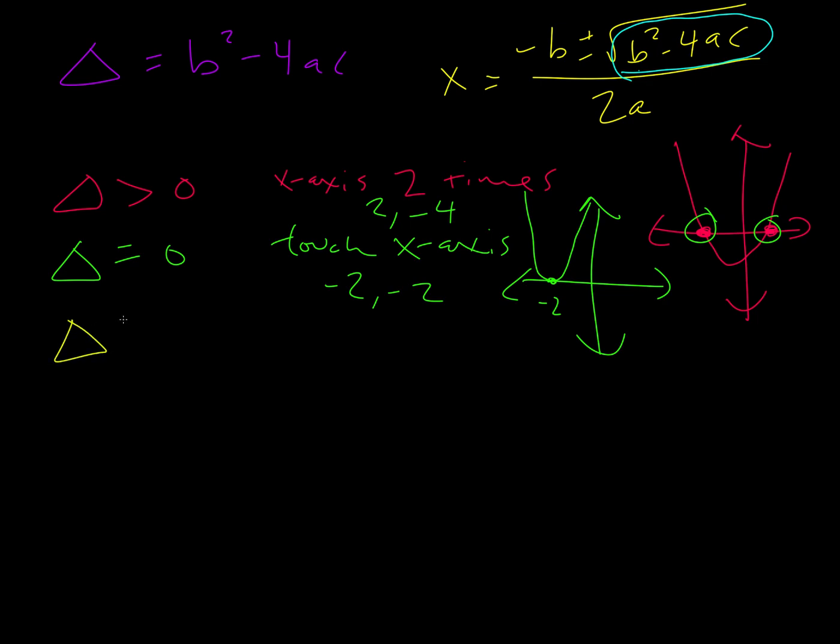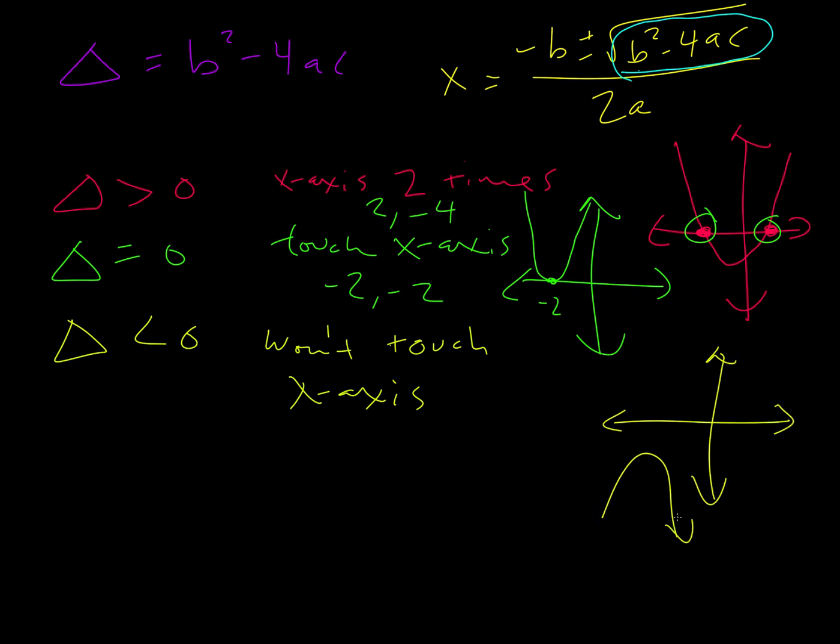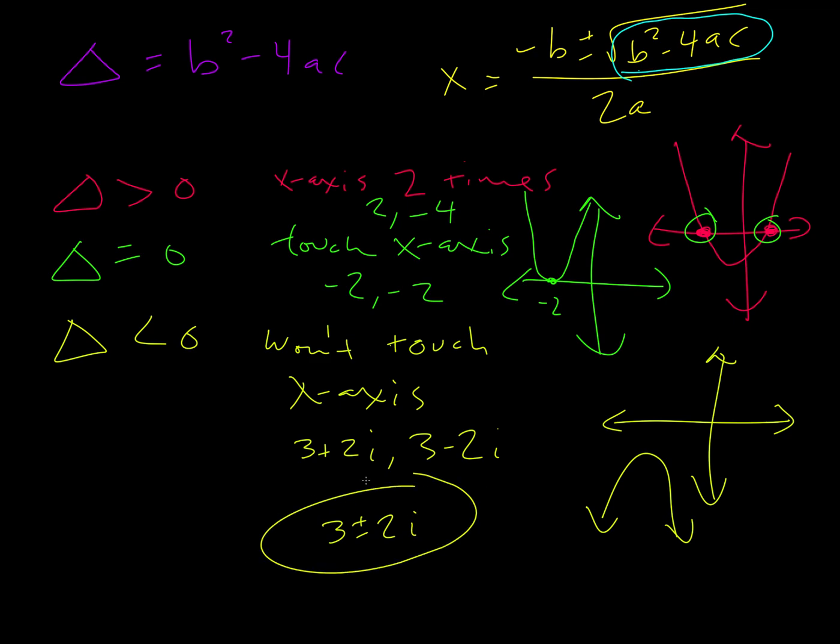Okay, the other scenario is that the discriminant is negative, and this will not touch the x-axis. So that's a situation like this. Maybe it's upside down and just doesn't touch. Once again, it still has 2 roots. They'll just be in the form of like 3 plus 2i, 3 minus 2i. Or if you were doing the quadratic formula, you'd probably end with an answer that looks like 3 plus or minus 2i. So it still has 2 roots. All quadratics are going to have 2 roots.